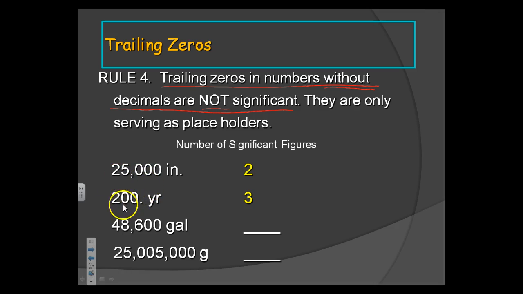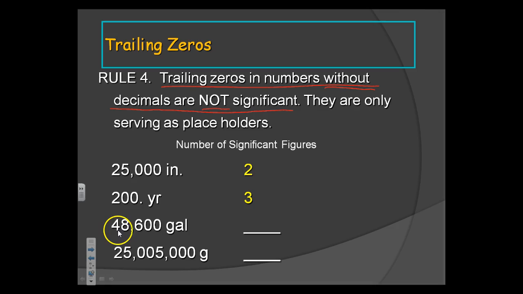In this number, we have 200 decimal point. That decimal means that we measured this out, and it is 200 years decimal point. So trailing zeros in numbers with a decimal are significant. So there are 3 sig figs in this number.